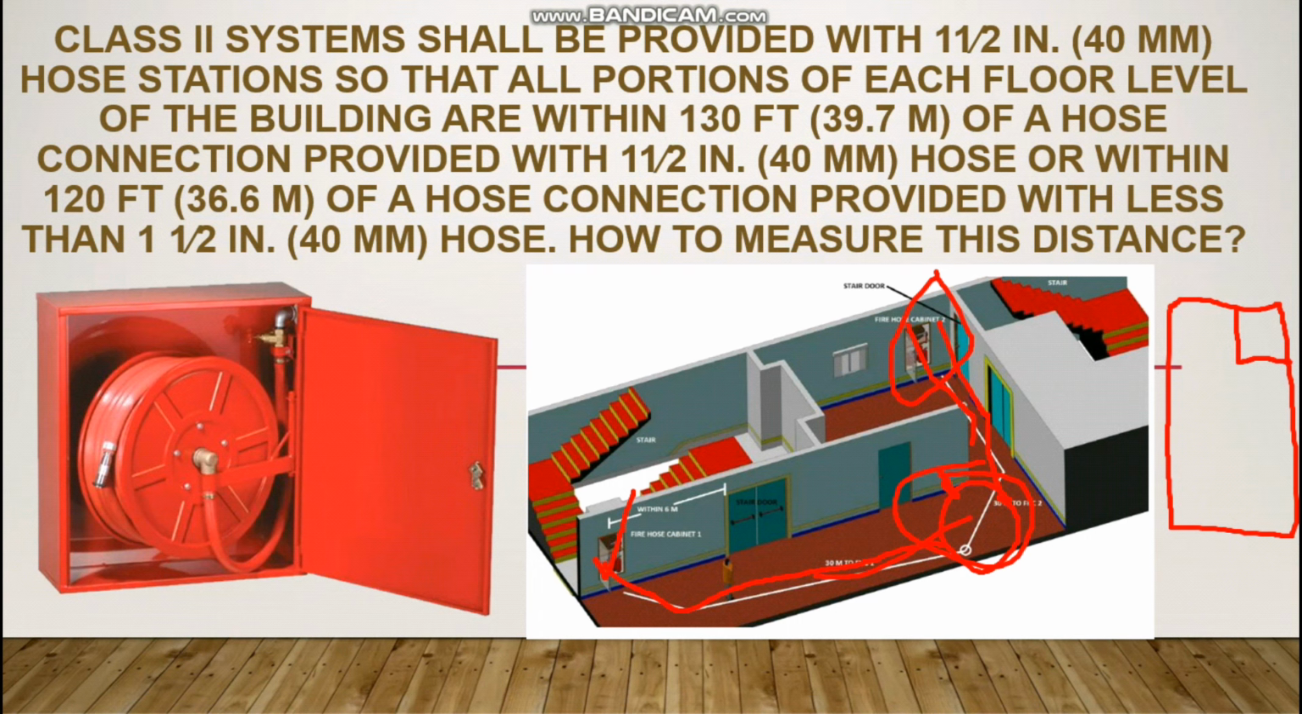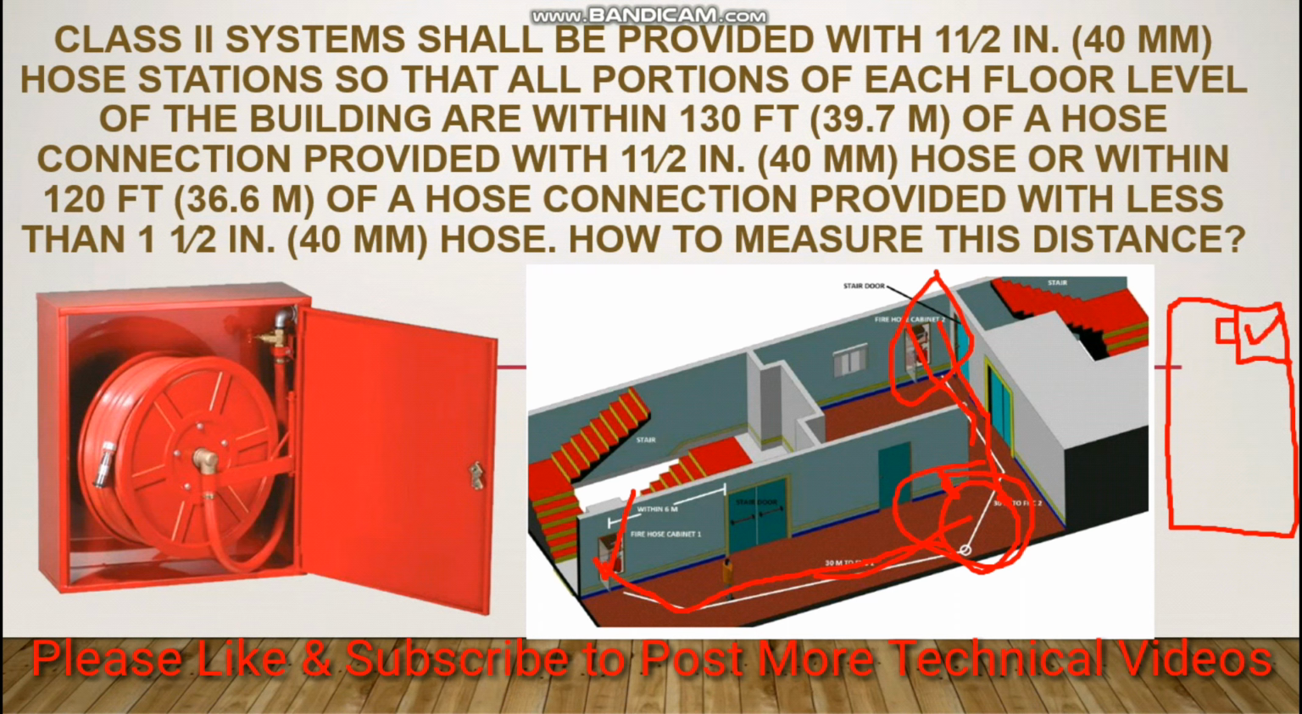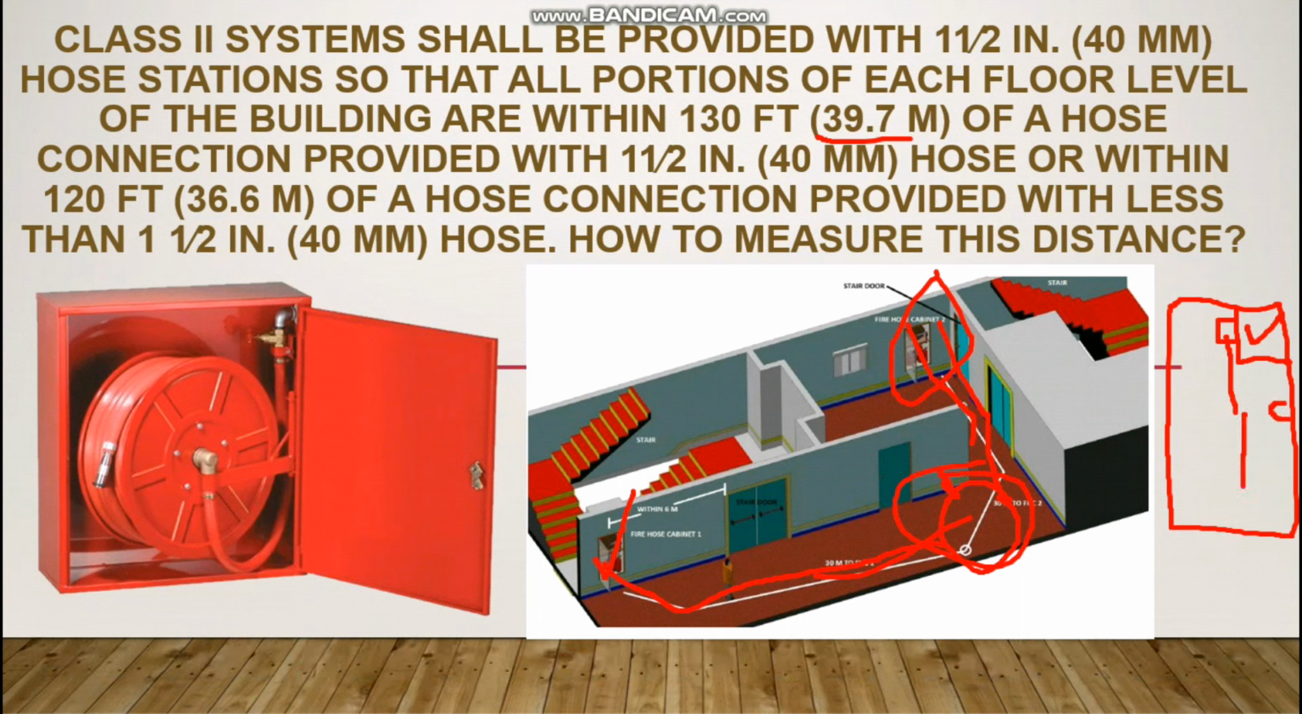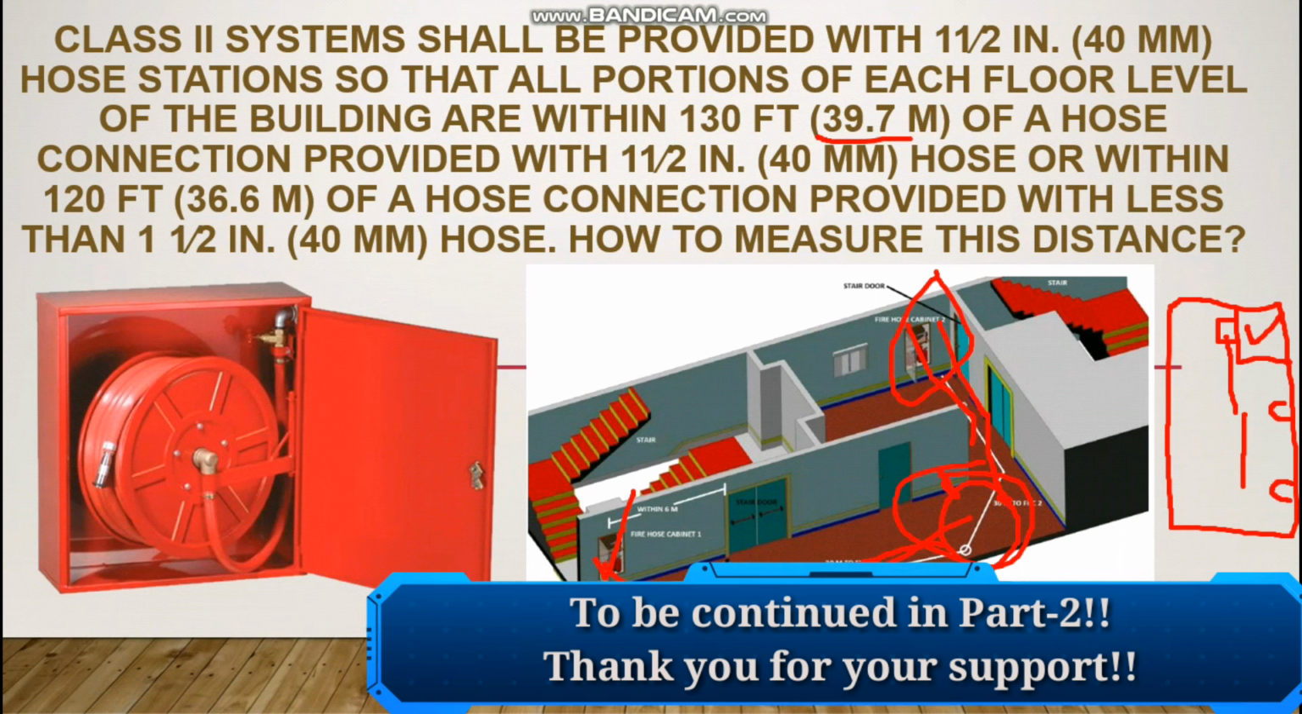Because sometimes the problem that happens is, suppose you have a building here and you have the exit corridor here. So here we have one fire hose cabinet. 39.7 meter is the 1.5 inch travel distance. Sometimes, 39.7 meter from here, again some people install the fire hose cabinet here, and again from here 39.7 meter another fire hose cabinet. So it is installed like this. This is wrong. We have to follow this type of concept for the installation.